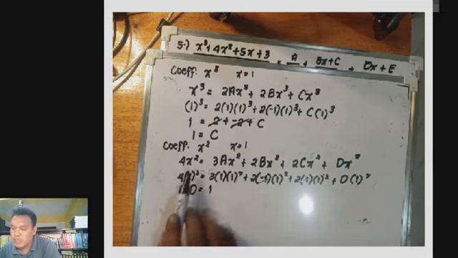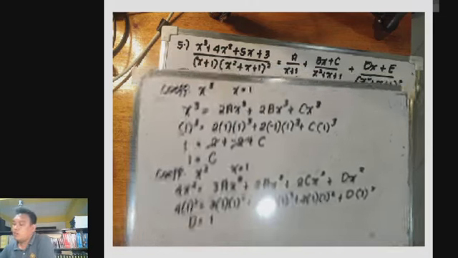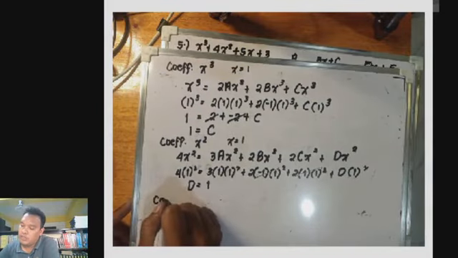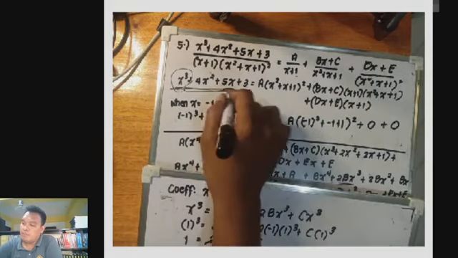Tapos may 3 ka dito, pag nilipat sa kabila, magiging 4 minus 3. So, we have 4 minus 3 is equivalent kay 1, then may d ka. D is equivalent kay 1. To get the coefficient of e, coefficient of x na lang tayo. Okay? So, ang may x dyan ay yung 5x natin.